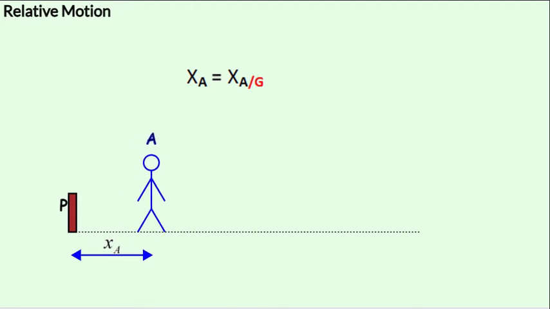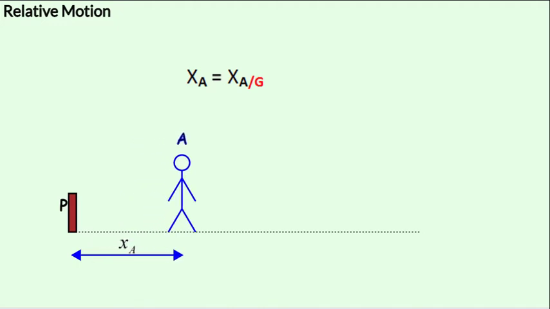Whenever our reference point is the ground, we normally write the displacement as just plain x_A without the slash. So if we avoid writing the slash G, it is understood that the displacement is with respect to a fixed point on the ground, such as the pole in this case.